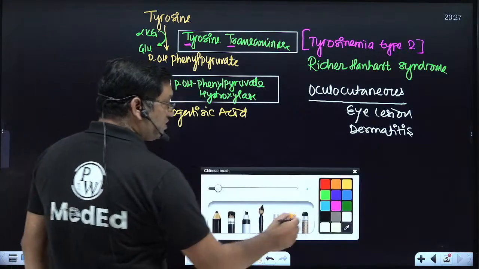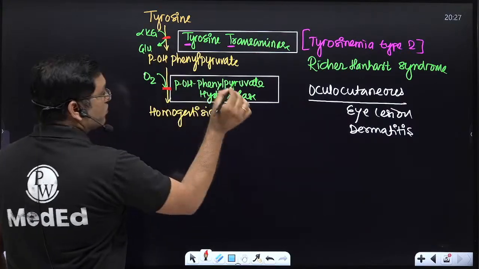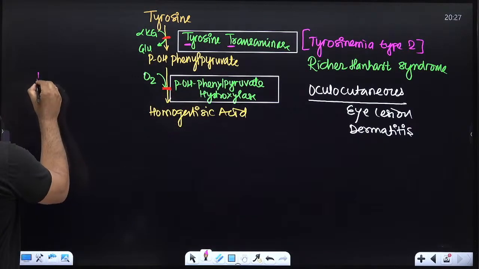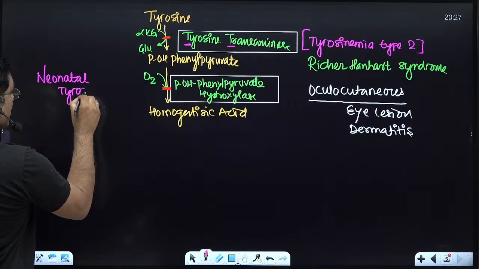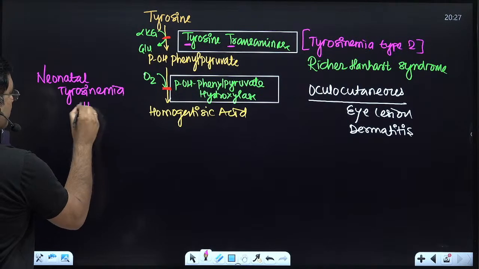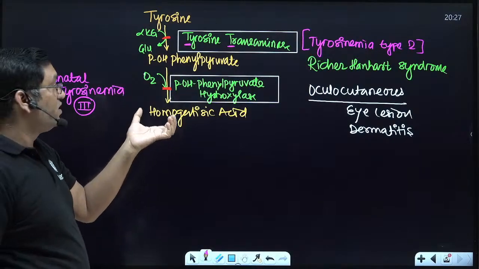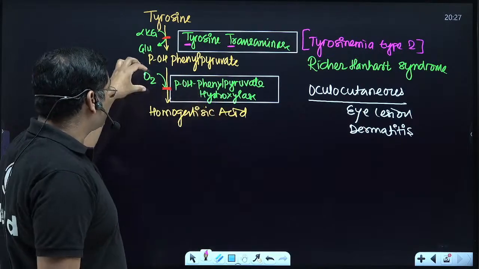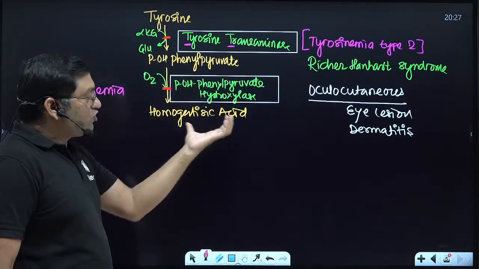If there is a defect in this enzyme, para-hydroxyphenylpyruvate hydroxylase, it causes the disorder known as neonatal tyrosinemia, or tyrosinemia type 3. This was type 2. This is type 3 tyrosinemia, neonatal tyrosinemia, due to defect in para-hydroxyphenylpyruvate hydroxylase. This is a dioxygenase, which incorporates both atoms of oxygen into the substrate. There is formation of homogentisic acid.